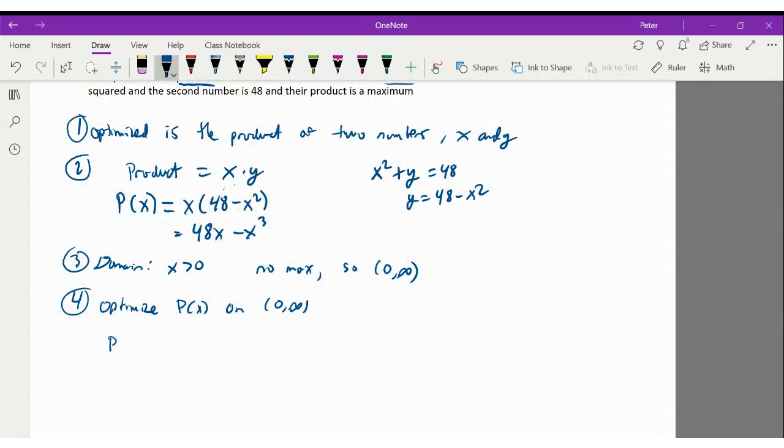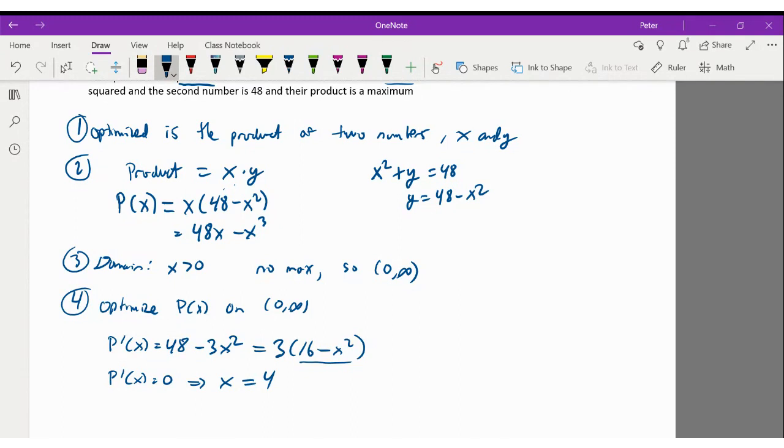We've got p prime of x is equal to 48 minus 3x squared, which equals 3 times 16 minus x squared. That's not going to have any undefined points. It's just going to be 0 when 16 minus x squared is 0. So p prime of x equals 0 implies that x equals 4. In other words, x squared equals 16, so x equals 4, because I'm only looking for positive numbers.